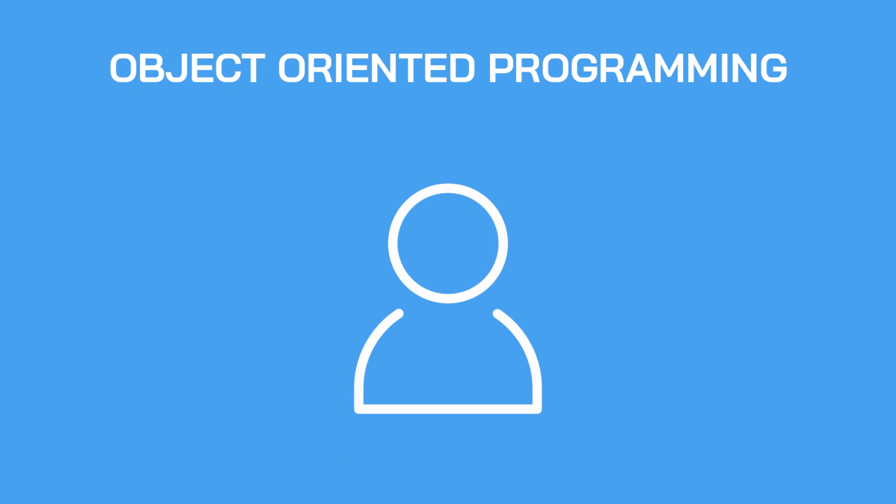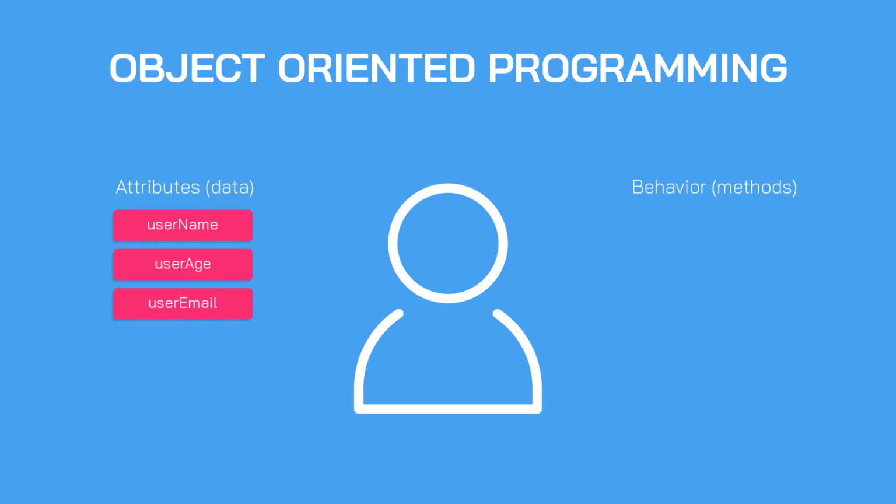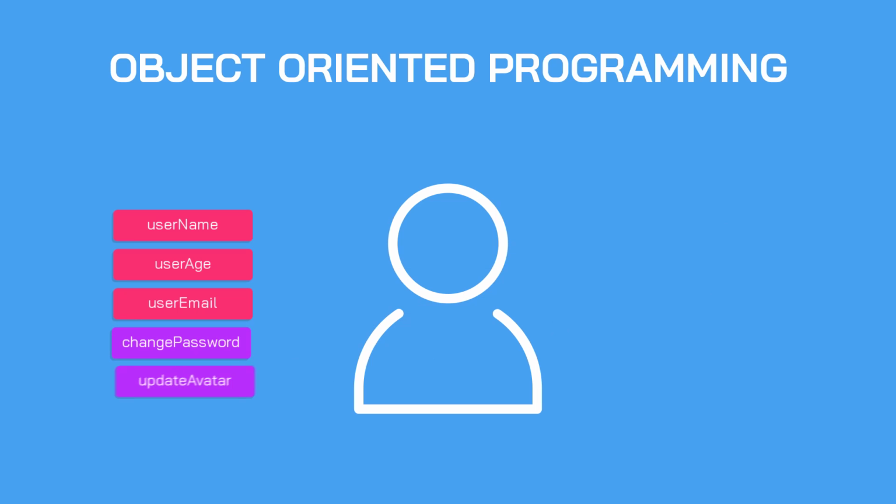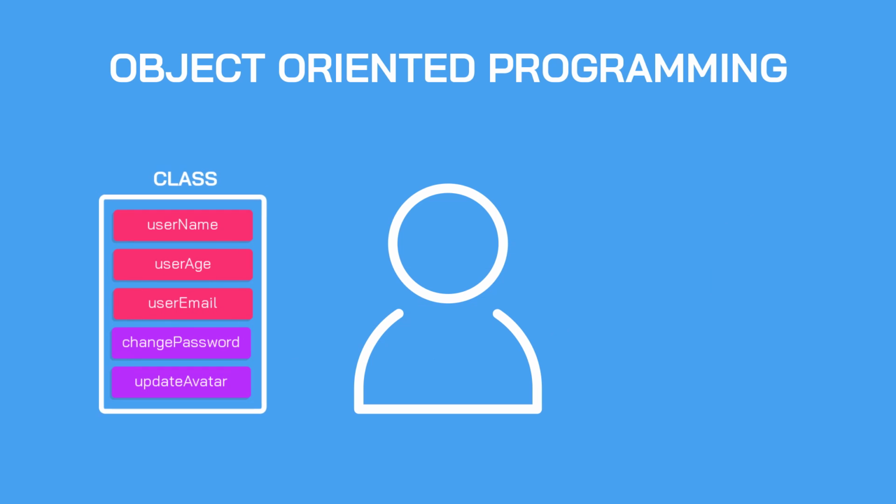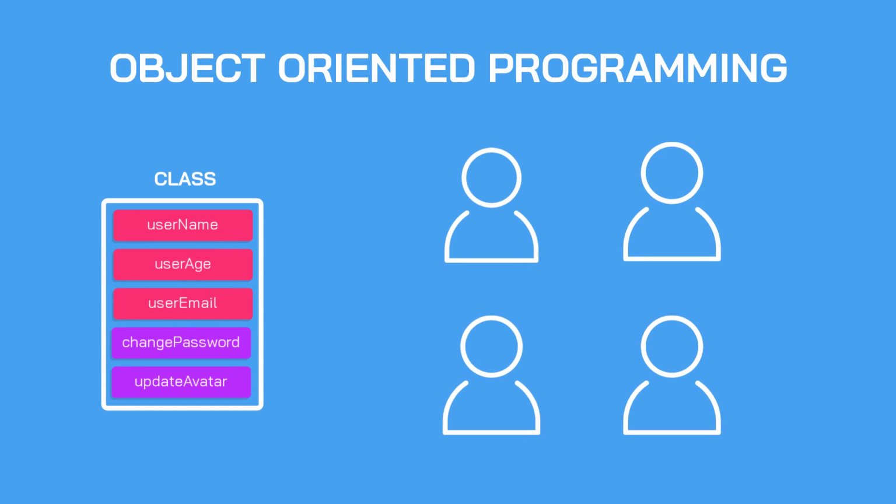As an example, let's consider a database of users. Every user has attributes, like a name, an age, an email address, etc. They also have functionality available to them, like changing their password or updating their profile picture. We combine these attributes and functionality into a class, and every instance of a user will follow this pattern, just with different attributes.